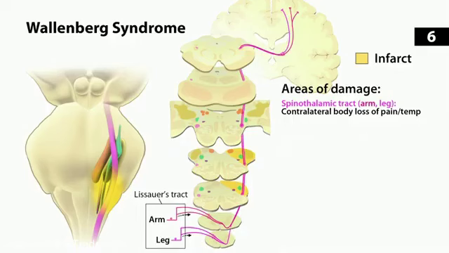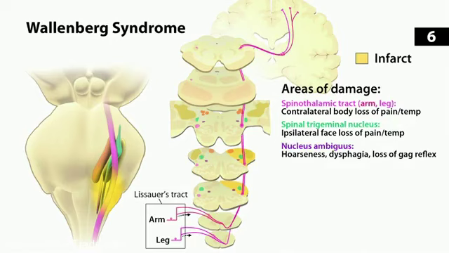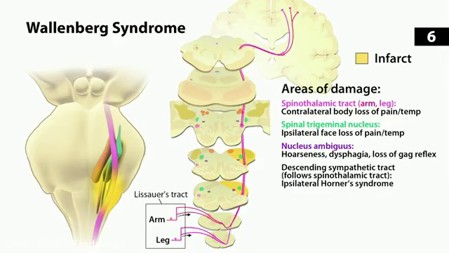So there's loss of pain and temperature on the contralateral side of the body from the spinothalamic tract. There's loss of pain and temperature sensation on the ipsilateral side of the face from the spinal trigeminal nucleus. So remember, we said cranial nerve 5 has this nucleus that's so big, it starts up in the pons and it stretches all the way down into the medulla. Now you can also see hoarseness, difficulty swallowing, and loss of gag reflex because of a nucleus ambiguus lesion. Remember, nucleus ambiguus is speech and swallowing. You can have ipsilateral Horner syndrome because this affects the descending sympathetic tract.